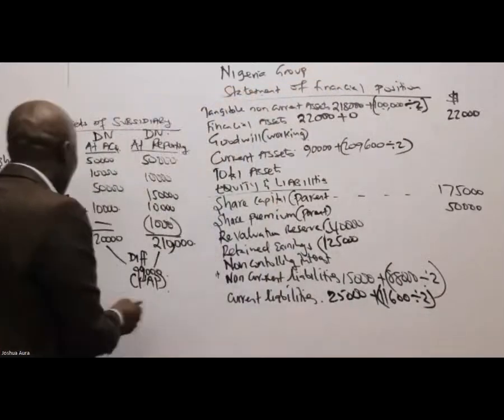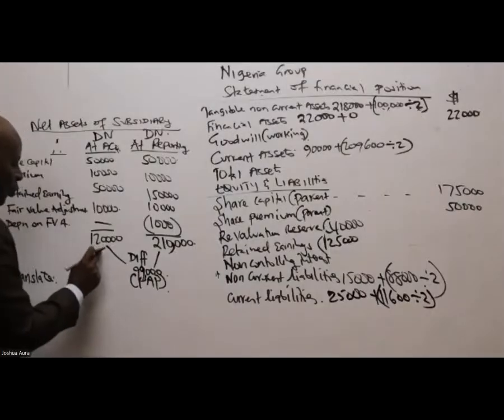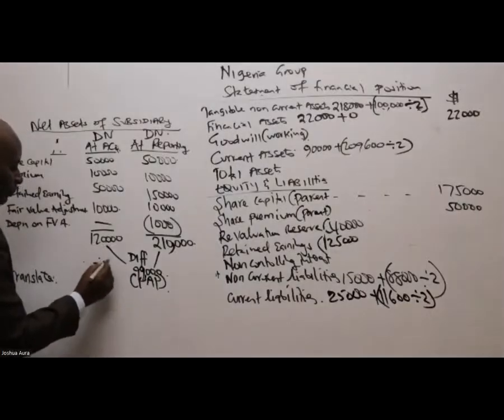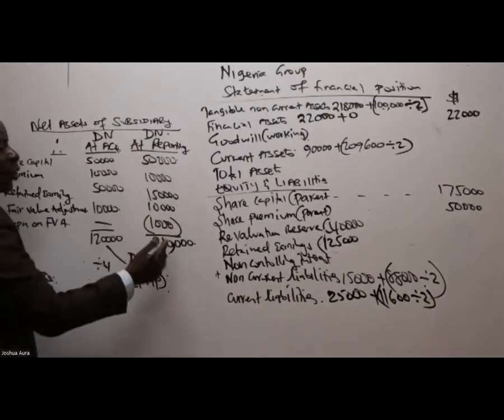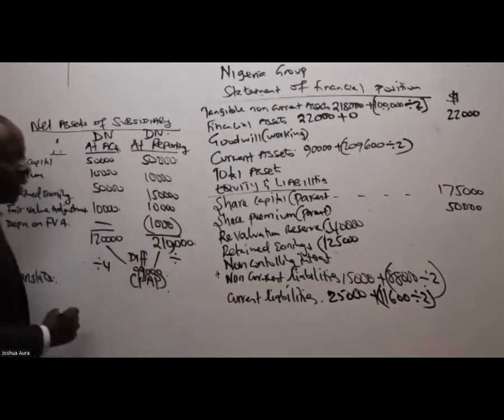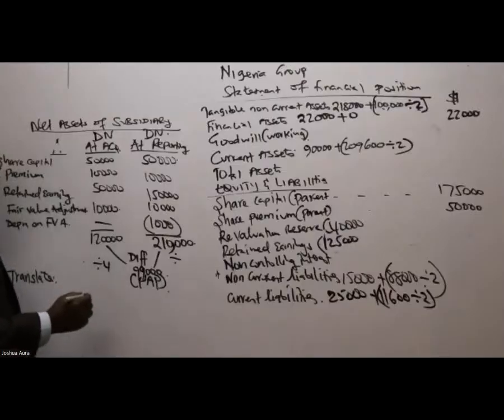So this one, I'll divide by 4. And then we have net assets at reporting. For this one, please use the closing rate. The closing rate.